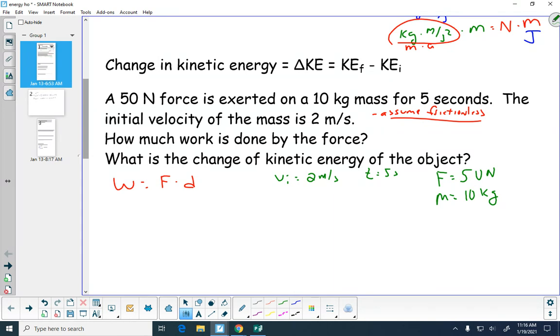5 meters per second squared. Because force is equal to mass times acceleration. So we have 50 is equal to 10 times acceleration. So acceleration is equal to 5 meters per second squared.